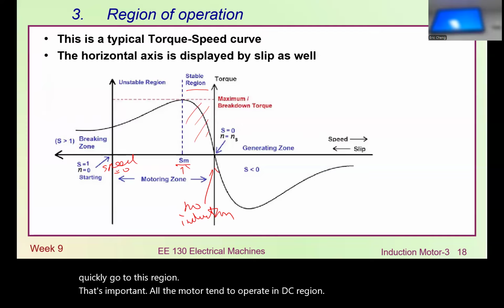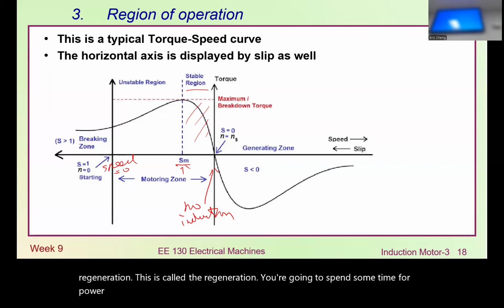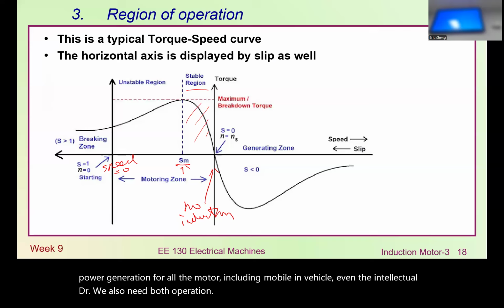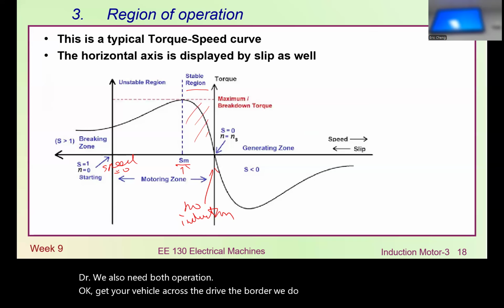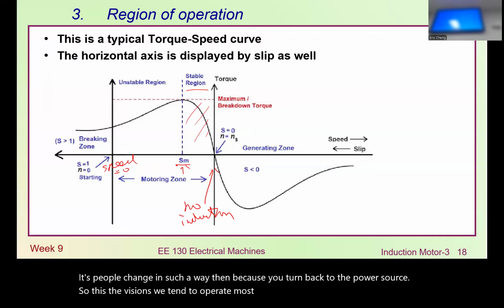Because in this region, you can also control power in motoring and regeneration. This is called regeneration. We're going to spend some time on power regeneration. For all motors, including mobile, electric vehicle, even the industrial drive, we also need full operation. For an electric vehicle, of course, when you drive the motor and you brake, the speed will change in such a way that you can return energy back to the source. So these are the regions we tend to operate in most often. For a motor, that's the region we try to operate in.